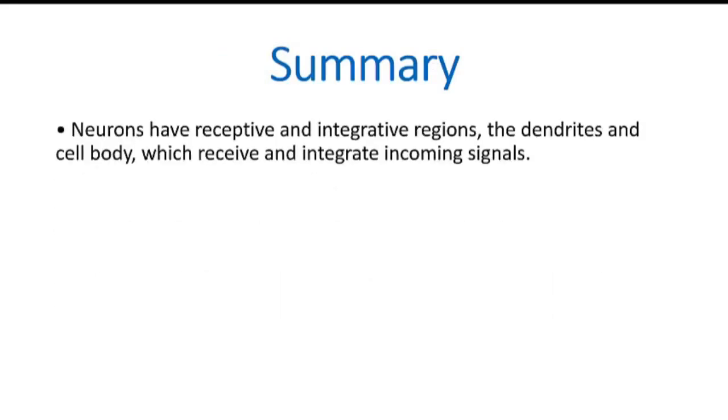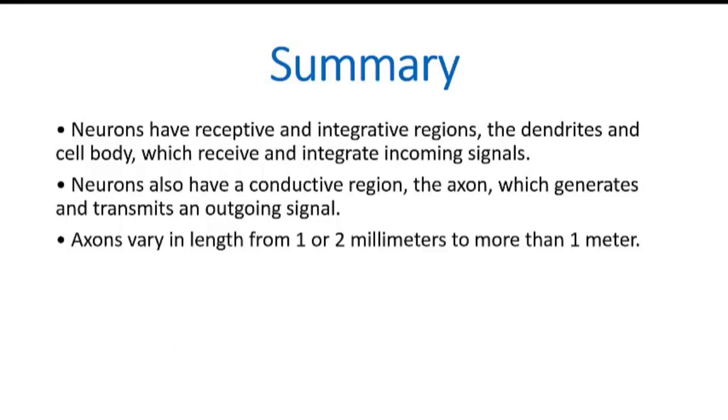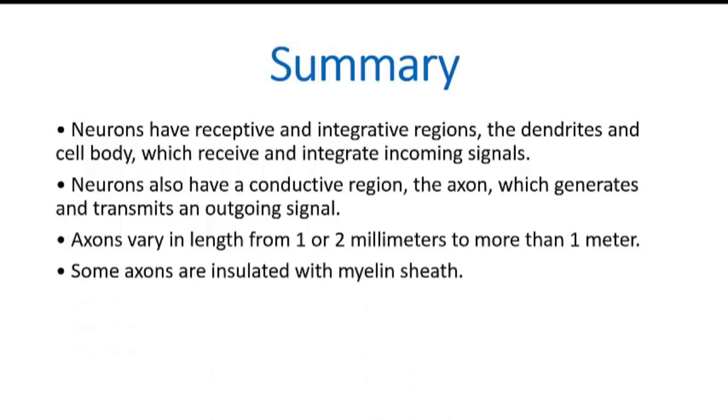So, as a summary of what we have understood till now: neurons have receptive and integrative regions, the dendrites and the cell body, which receive and integrate the incoming signals. The neurons also have a conductive region, the axon, which generates and transmits an outgoing signal. Axons vary in length from 1 or 2 millimeters to more than 1 meter, depending on the purpose and the distance it needs to cover through the body. Some axons are insulated with a myelin sheath, and when they are insulated, they can transmit the signal faster.